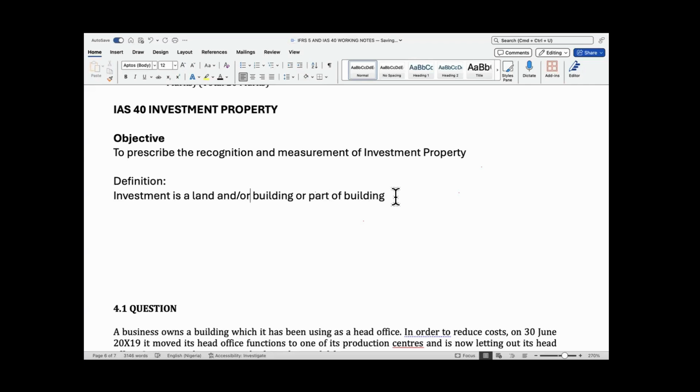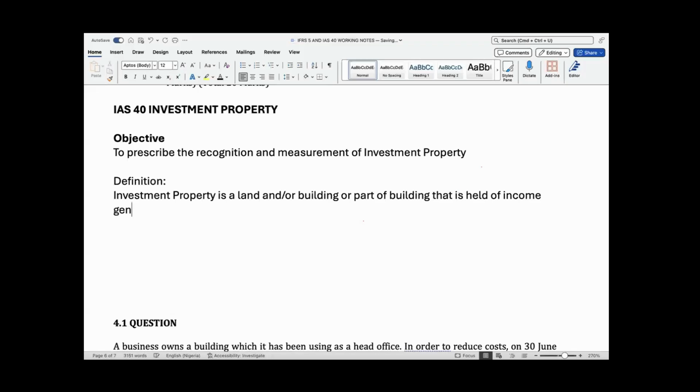But it can be part of a building because you could have blocks of flats and you just own a flat of it. And so that's part of a building. Or you could have 7 floors and you own 2 floors in a building. So that's part of a building. So investment property is a land and building, or land or building, or just part of a building that is held for income generation and capital appreciation.